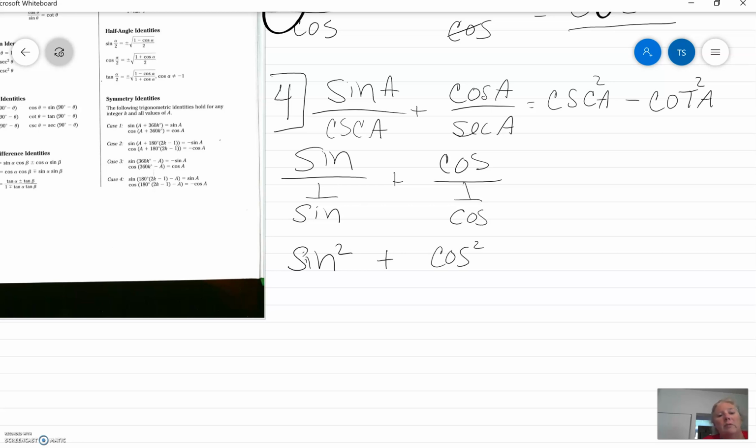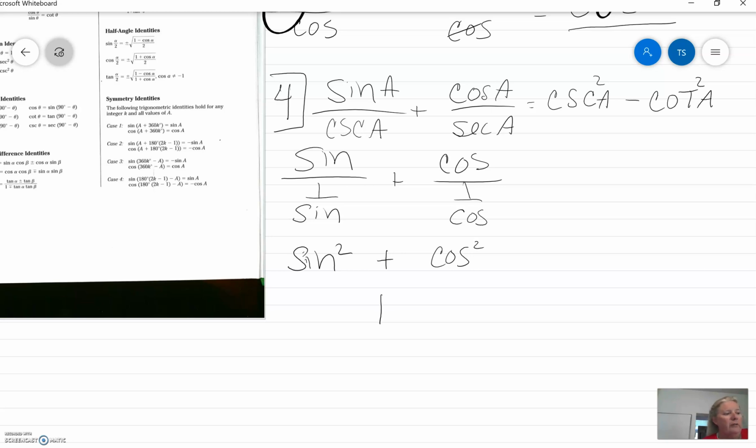Well, according to our Pythagorean identities, the very first one says that sine squared plus cosine squared is equal to 1. Now, I don't want to move that thing either, so I've got an extra trig identity sheet right here.